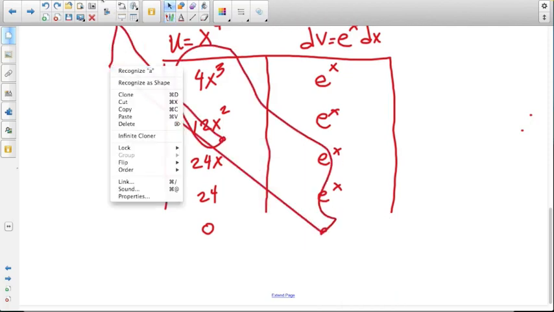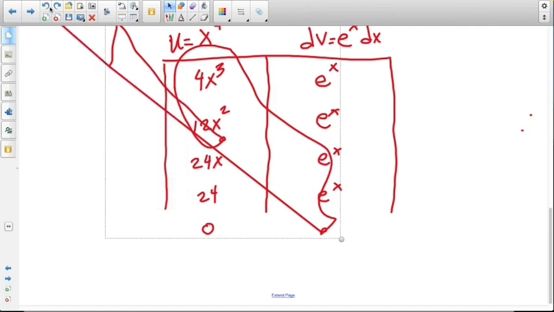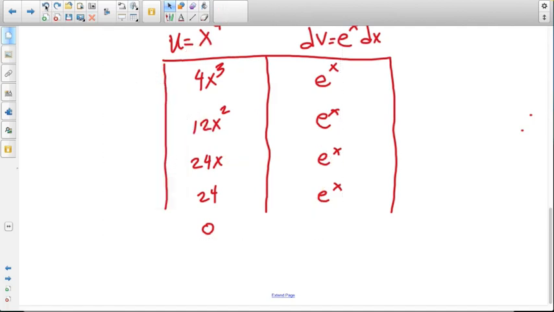Now let's undo that. Not sure what happened there. There we go. One last time. We get e to the x. There we go. Okay.